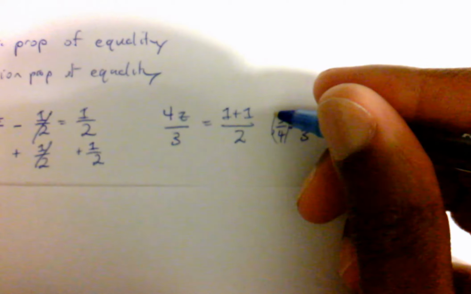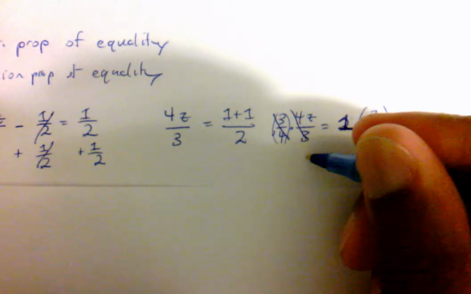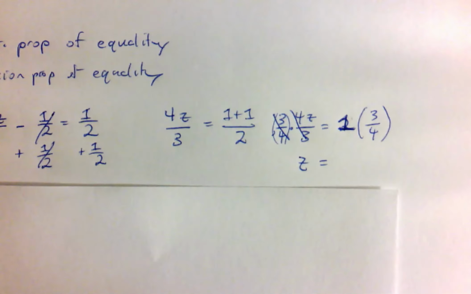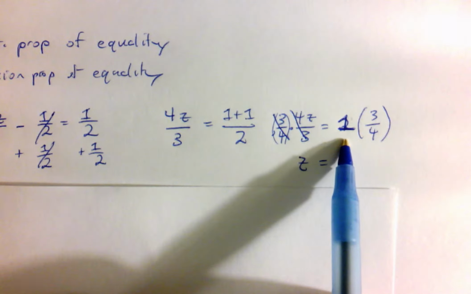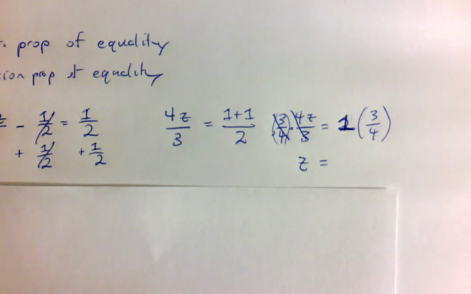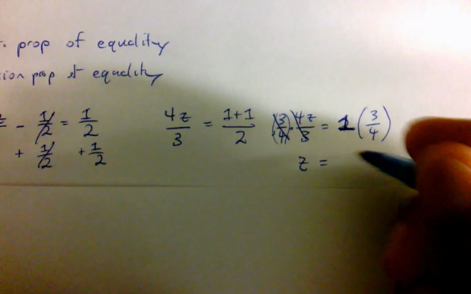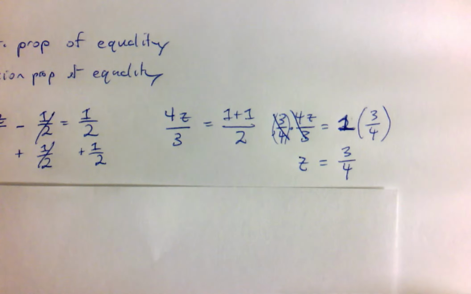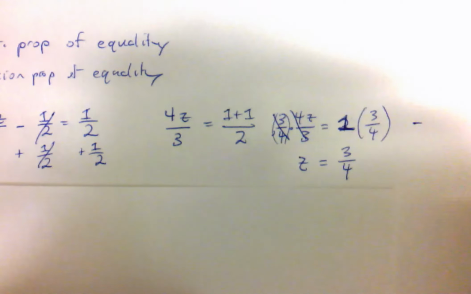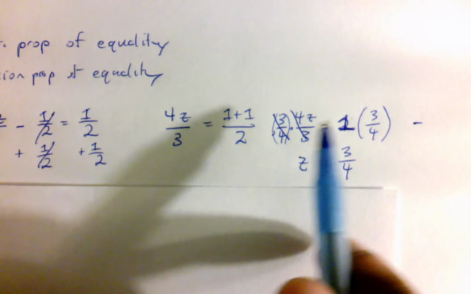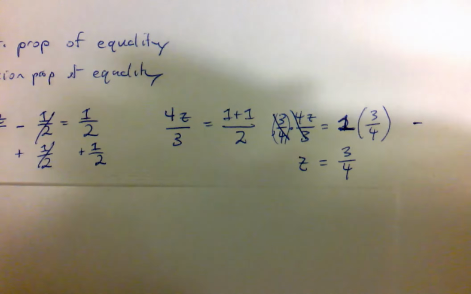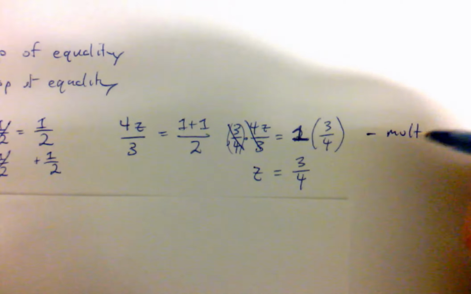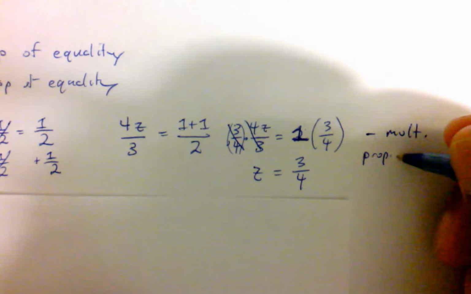So 3 fourths and 4 thirds cancel, and I'm left with z on the left. And then I have 1 times 3 fourths on the right. And I know that 1 is the multiplicative identity. So if I multiply something by 1, I get that thing right back. So z equals 3 fourths. What we did to justify this step is we used the multiplicative property of equality. So I'm just going to put multiplicative property of equality.